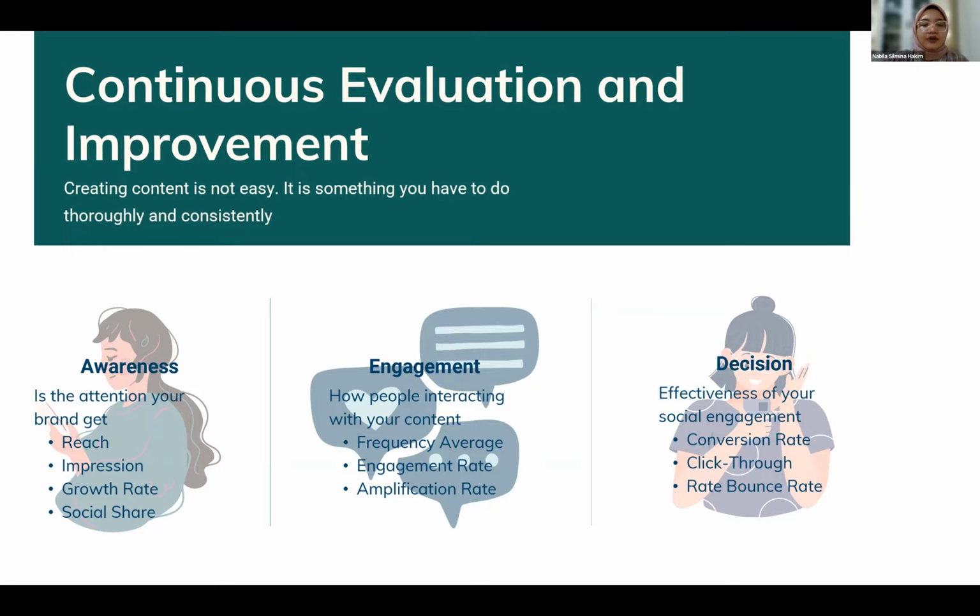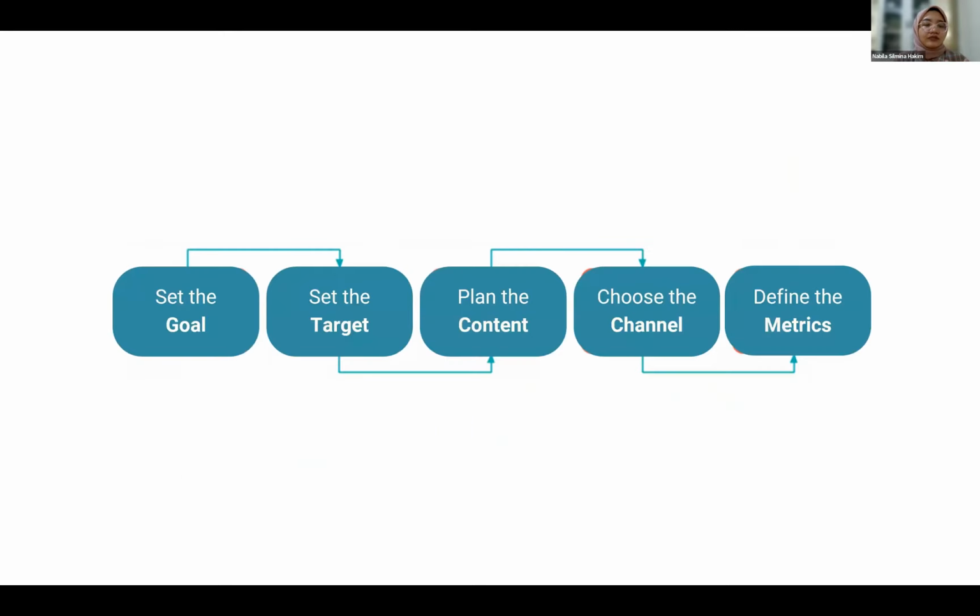To summarize again, the first thing we have to do is set the goal, then set the target, plan the content, define the channel, choose which channel we want to use to publish our content, and define the metrics. So these are the simple step-by-step in developing content.